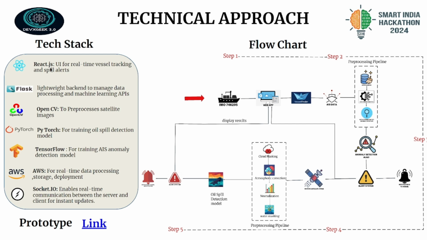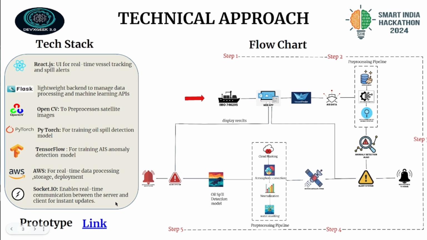The tech stack includes React.js for real-time vessel tracking, and Flask as a lightweight backend to manage pre-processing and machine learning APIs. And we use OpenCV to process satellite images. PyTorch and TensorFlow are for model development, for the oil spill detection model and the anomaly detection model. And we use AWS for real-time data processing, storage, and deployment. And one more thing we use is Socket.io, which enables real-time communication between server and client.